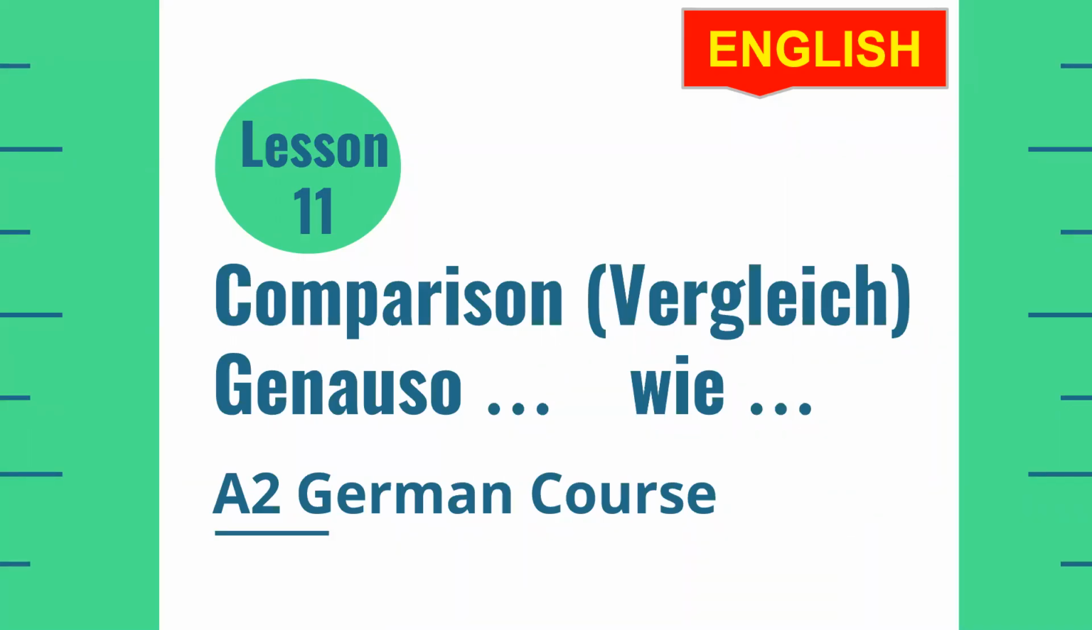Today is the 11th lesson of the A2 level of the German language course, and in today's lesson we will see how we can compare the properties of two or more things in the German language. If we want to compare the properties of two or more things, there are three different scenarios. In the first case, we compare the properties of two things and we see that the property that we are comparing in the two things is the same.